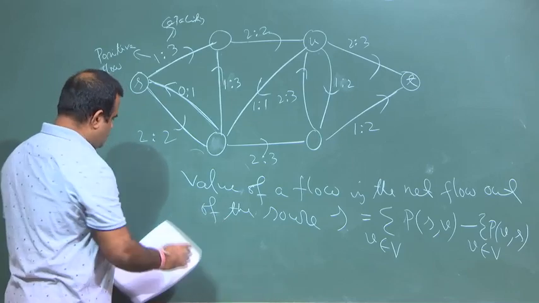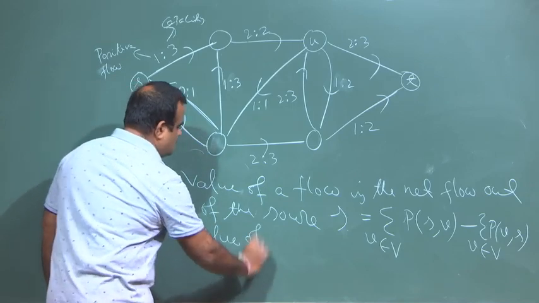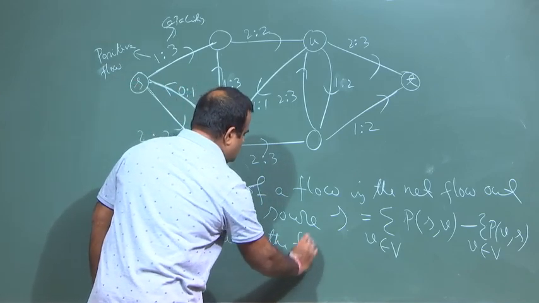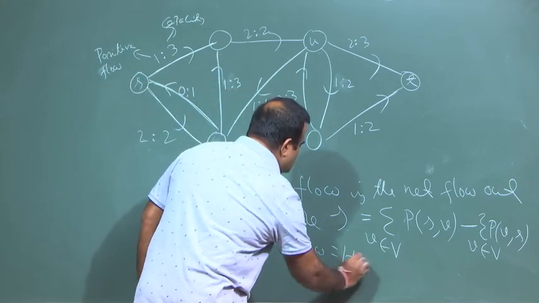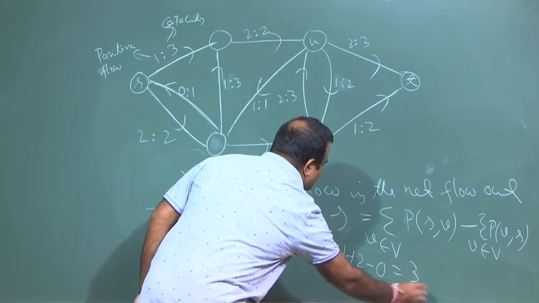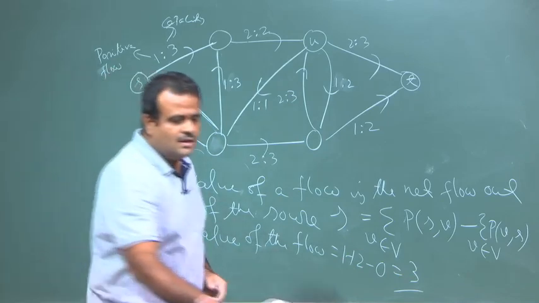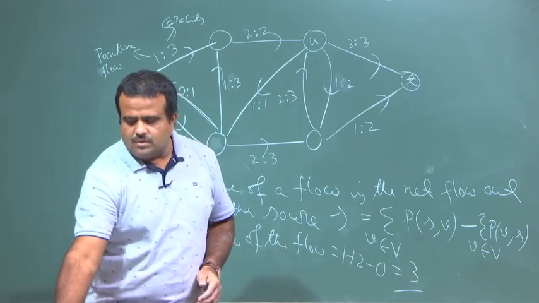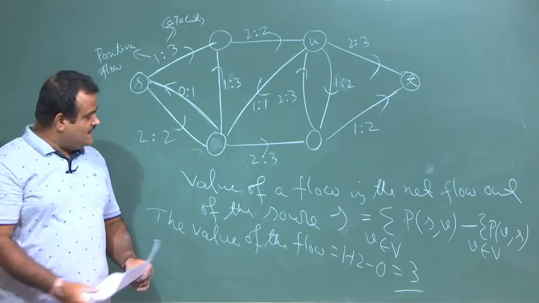So, the value of this flow is basically 1 plus 2 minus 0, which is 3. Okay. So, this is the value of the flow. Now, is this the maximum flow?